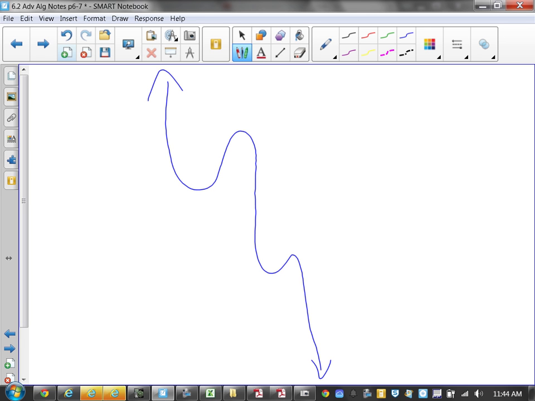Hey, that passes the vertical line test. I'm just saying that's a function. It's a function, it passes that vertical line test.